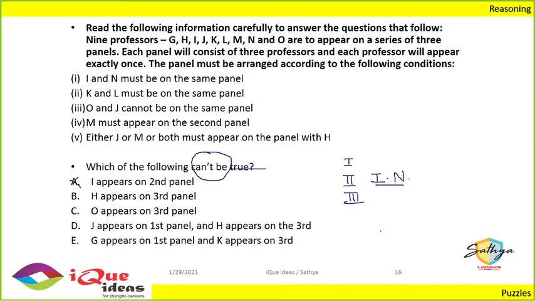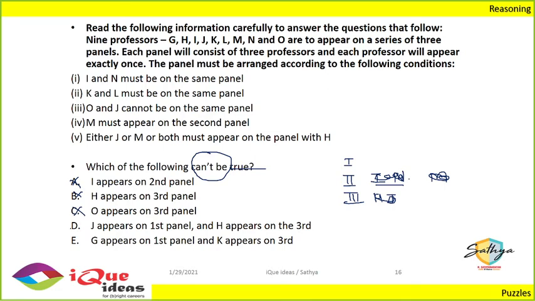Similarly, if you say that H happens to be on the third panel, right? If H is to be on the third panel, there isn't much of a restriction other than either J or M or both must appear on the panel with H. Now, in this condition, M is already fixed on the second panel, but I can put J on the third panel, so it won't violate many conditions, and then I can fill in the remaining. So this is also not much of a problem, right? Similarly, I can eliminate the third option, O appearing on the third panel, not much of a problem.